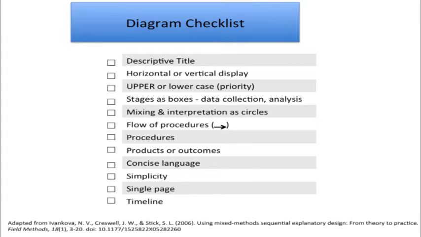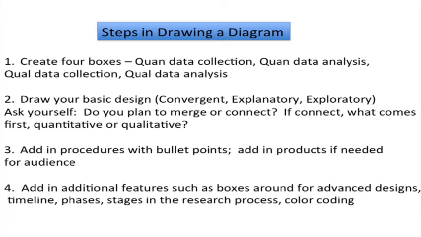We can also put into our diagram products, and these are the types of outputs that we get at each stage in our project. These are often required by the federal government. We want to keep the language consistent and simple and straightforward. We often want to put this diagram on a single page, and sometimes we put timelines into our diagrams. So I'm going to illustrate all these features that you can use to build a very informative diagram of your mixed methods procedures.